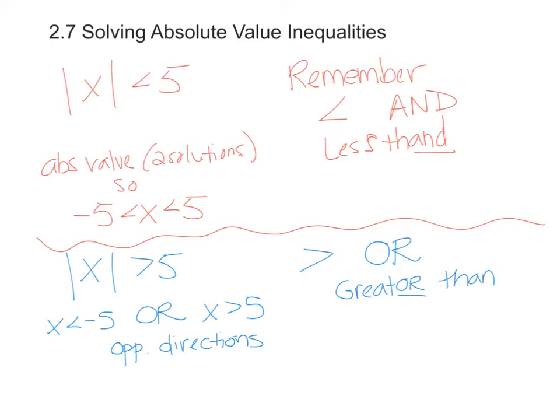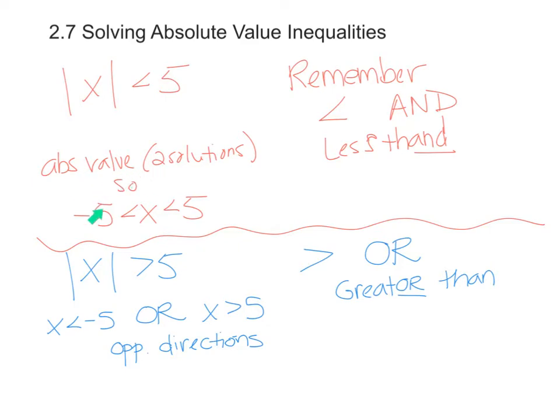2-7, solving absolute value inequalities. So the first thing we need to do is remember that less than is the "and", and the way that we can remember that is less thAND. And so if we have absolute value of x is less than 5, remember with our absolute value equations we had two solutions. There are two possible numbers that could be in there that would come out with a value less than 5. And so we have to take that into account.